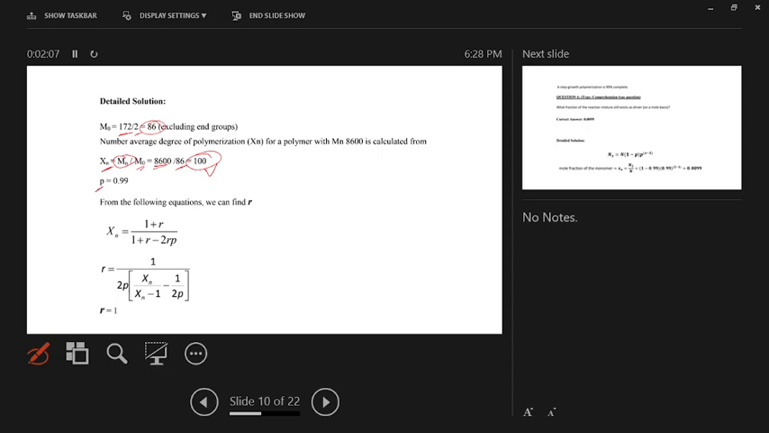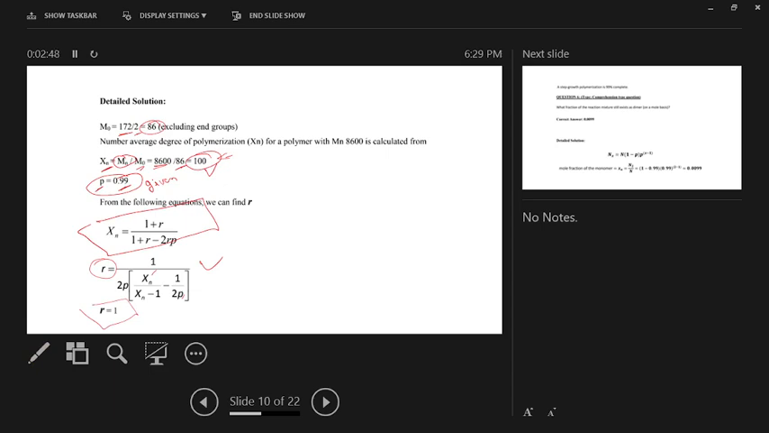Then conversion is 0.99, it is already given. With the help of these two quantities, we will be able to find out R. This is the expression. We will modify this expression to find R. We just shift this Xn here, and then we will find R. Finally, we put the values: the Xn value we know and the conversion value we know. So if you solve this equation, you will find that the value of R will be 1.